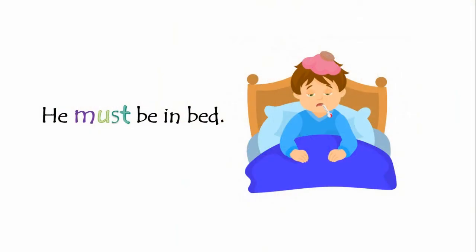Let's see this example to understand better. He must be in bed. The modal verb must is expressing obligation. But why? The reason is that the boy is sick and feels bad. It's important for him to stay in bed. Okay, very good. Let's take the next sample.